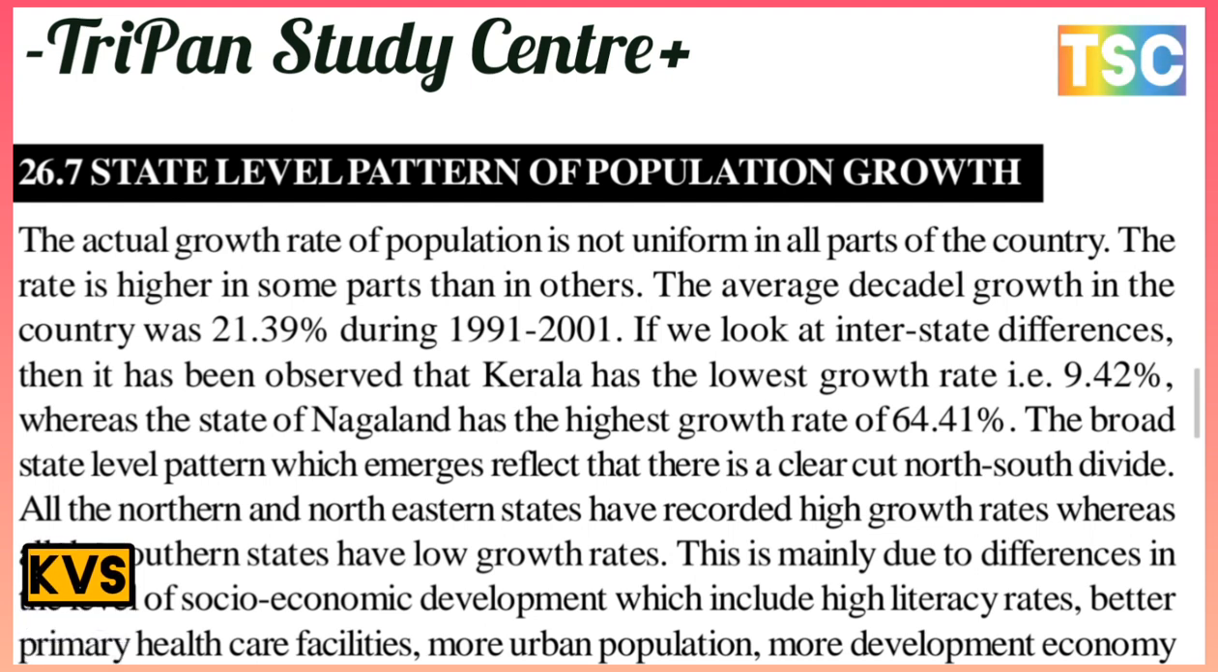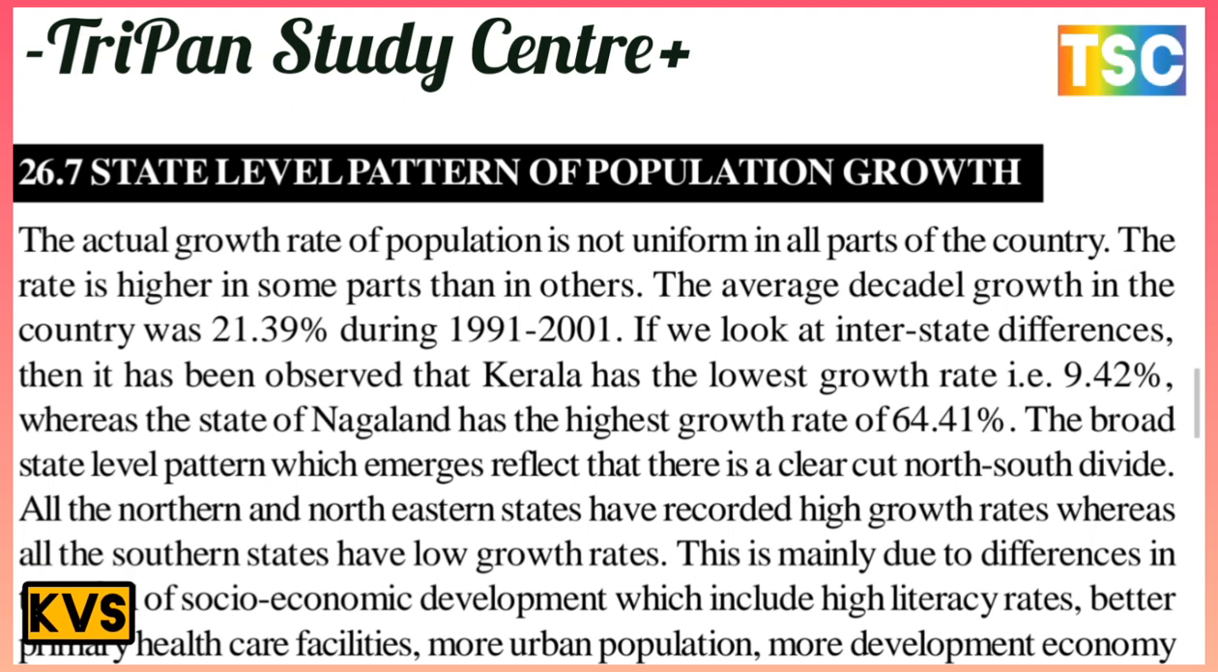If we look at the differences among states, we observe that Kerala has the lowest growth rate, 9.42%, which is very important, whereas the state of Nagaland has the highest growth rate, 64.41%. A state level pattern that has emerged is a clear-cut northern-southern divide. All the northern and northeastern states have recorded high growth rates, whereas all the southern states have low growth rates.